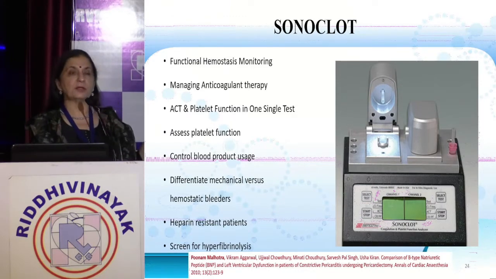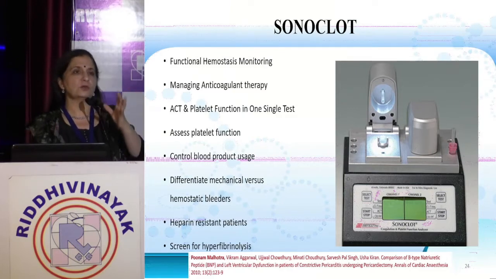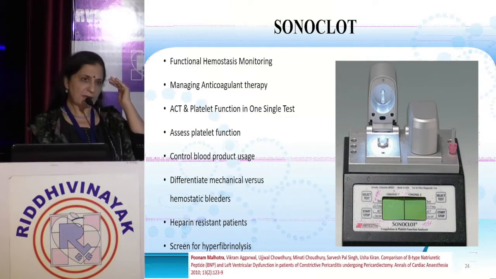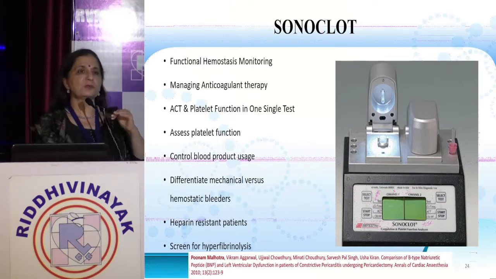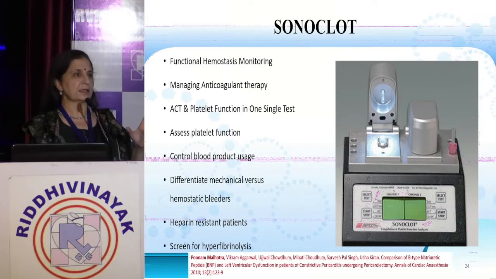Why do we need these point of care tests? Because these point of care tests tell us what blood product to be used when. So in this era of restrictive transfusion, where triggers of transfusion are important, if your hematocrit is good, don't order blood on ECMO. Order the right blood component therapy. It differentiates between mechanical versus hemostatic disorders.